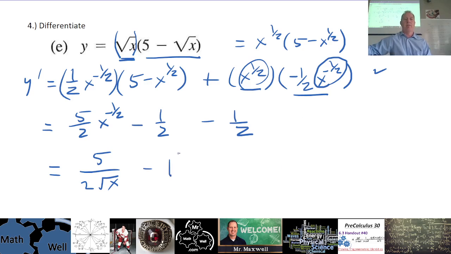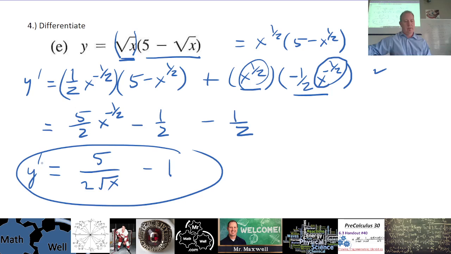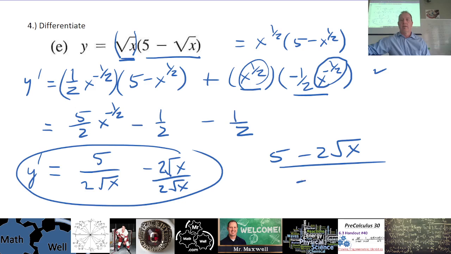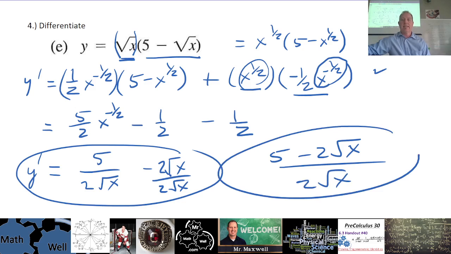Now that would be perfectly fine. Leave it just like that. y prime for e is 5 over 2 root x minus 1. Beautiful, that's the answer we should get. If you want to make that one term, you totally can. This is going to be 2 root x over 2 root x, so it's 5 minus 2 root x over 2 root x. But is that simpler? Not really. So you can use either one of these.